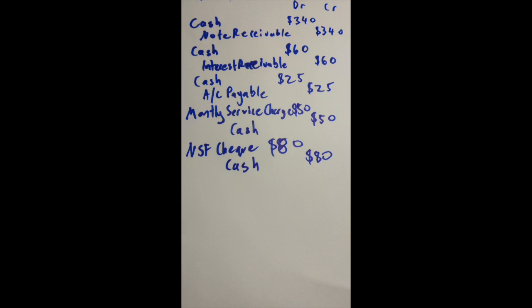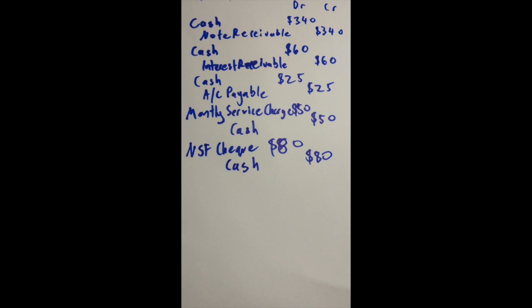Since the check was overstated by $25, it is debited to cash and credited to accounts payable to correct the error. The monthly service charge expense is then debited by $50 and cash is credited by $50. Finally, for the bounced check, accounts receivable is debited by $80 and cash credited by $80.